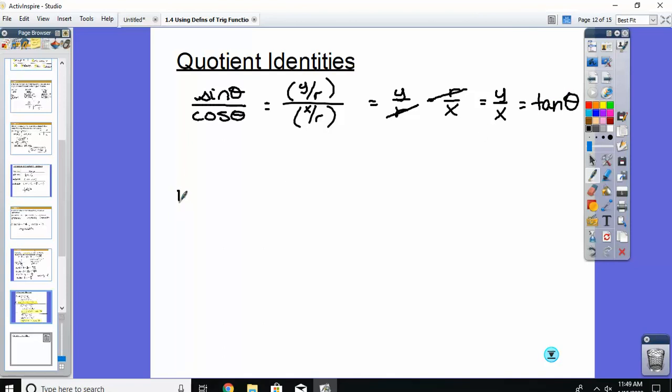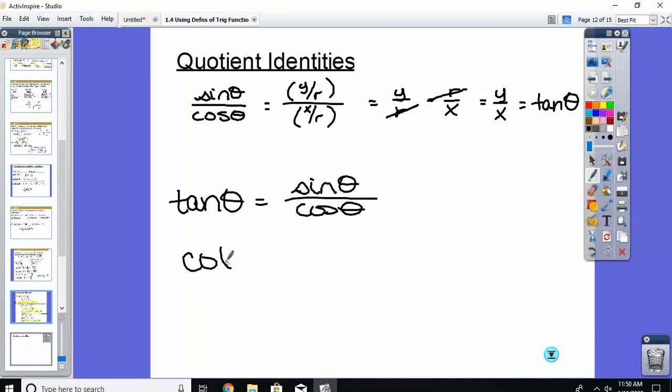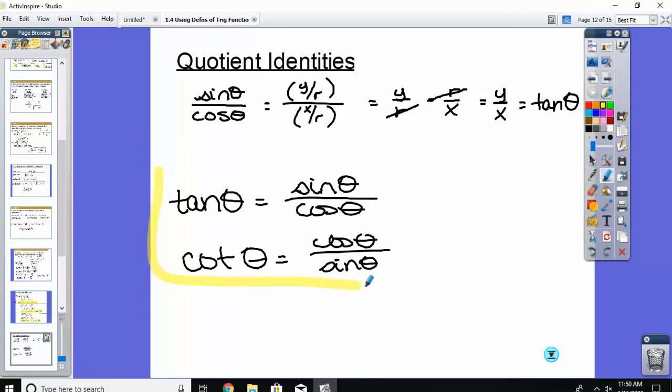so what you need to know is tangent is equal to sine divided by cosine. Okay, I showed you where it came from, but that is one that comes up a lot. So what would cotangent be equal to? Cosine over sine, because they're reciprocals. That is something we should know.